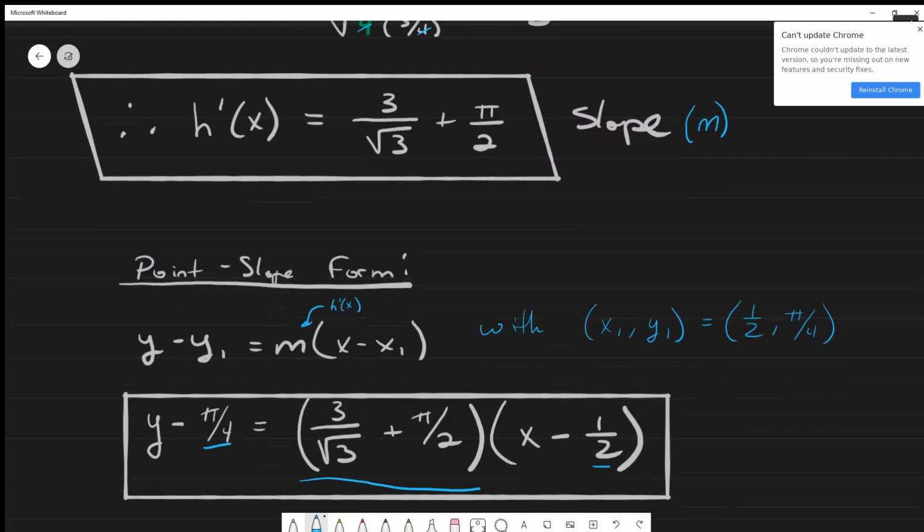Okay, now you can simplify this if you like, but this would be it for the particular problem. And our solution to the equation of the line. This would actually represent the equation of the line that's tangent to the point 1/2 and pi over 4.